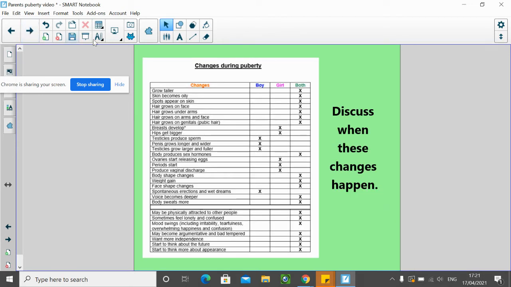We generally do this kind of activity as a bit of a quiz, partly so that we can see what the children already know, and then we can see what we need to teach and what we need to focus on. We talk lots with the children about when these kinds of changes might happen, and how it can be very different for everybody.